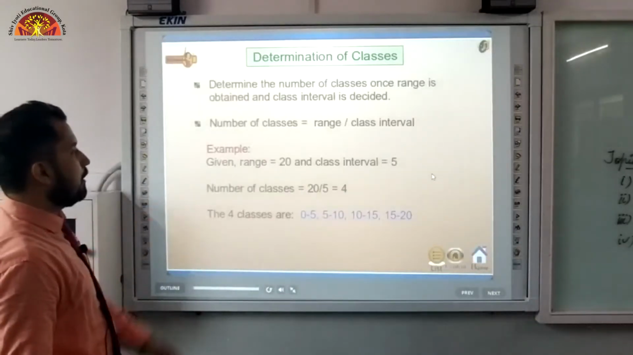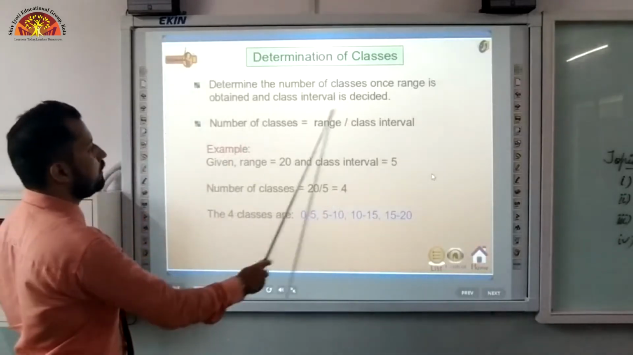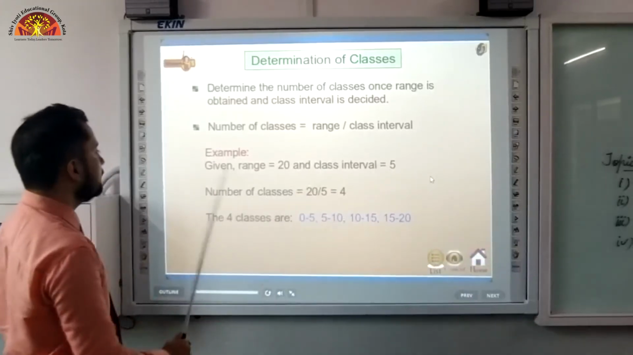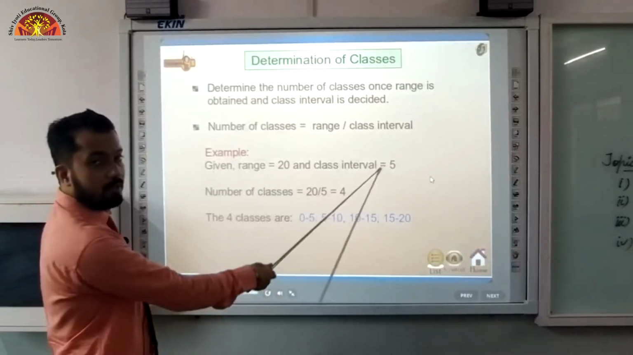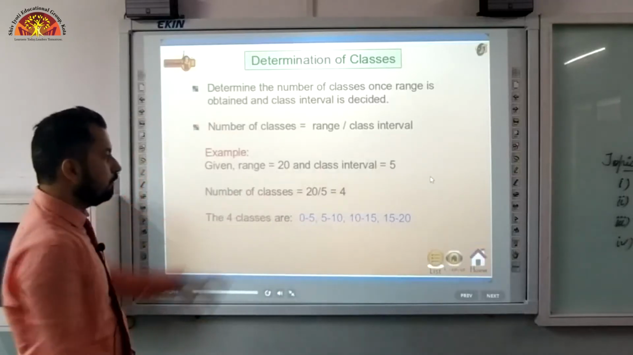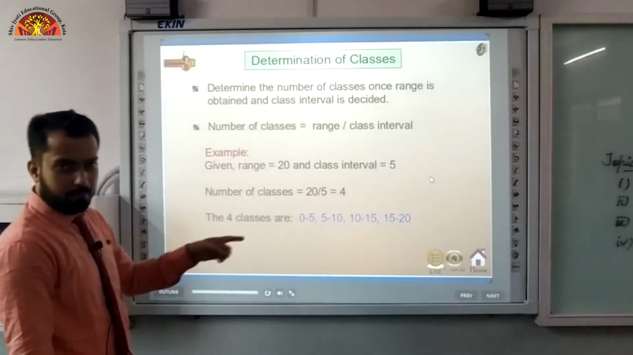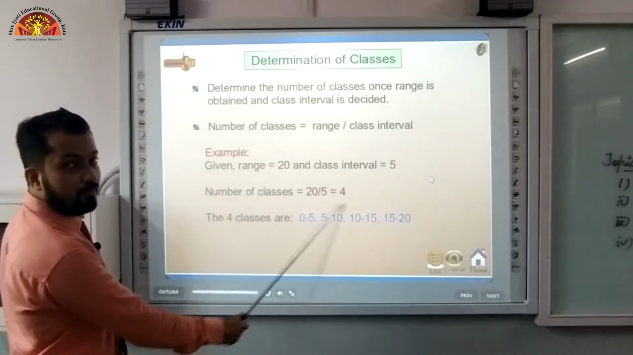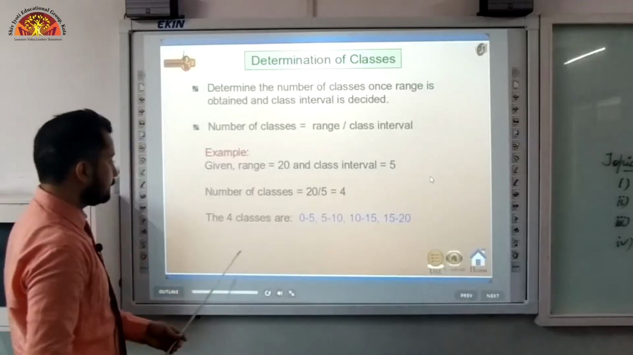Next comes determination of classes. Determine the number of classes once the range is obtained and the class interval is decided. Number of classes is equal to range divided by interval. Say you have this example: the given range is equal to 20 and the class interval is 5. Range means the gap between maximum and minimum value, and class interval stands for the difference between the lower limit and upper limit of any particular class. So the number of classes will be 20 divided by 5 equals 4, and in this way you can design only 4 classes, right?